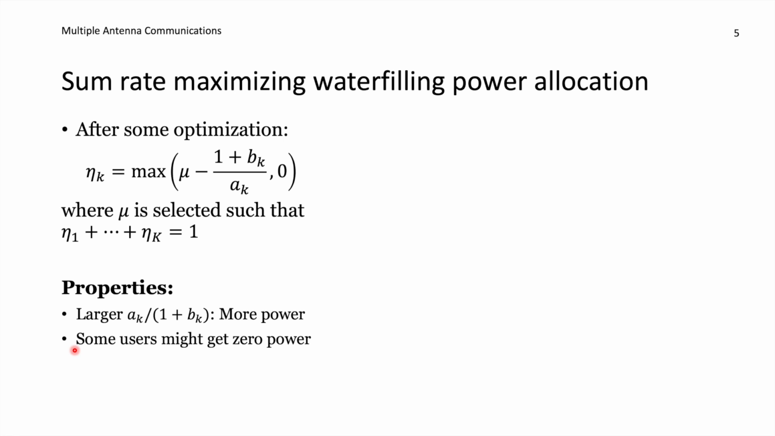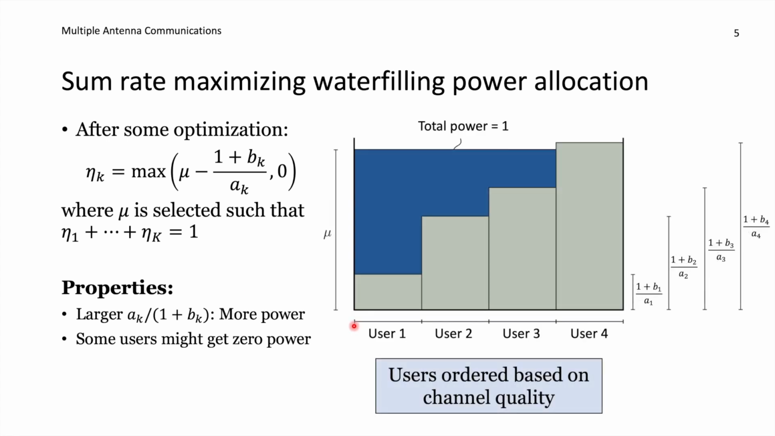So with waterfilling power allocation, we allocate more power to users with good channels, and some users might not get any power at all. The reason that we call it waterfilling is that we can view the process of increasing mu until we are using all of the power as pouring water into a tank where there is an uneven bottom describing how good a channel is for the different users. So for user 1, who is the one with the best channel in this case, 1 plus B1 divided by A1 will be the smallest number, so we have the lowest bottom here.